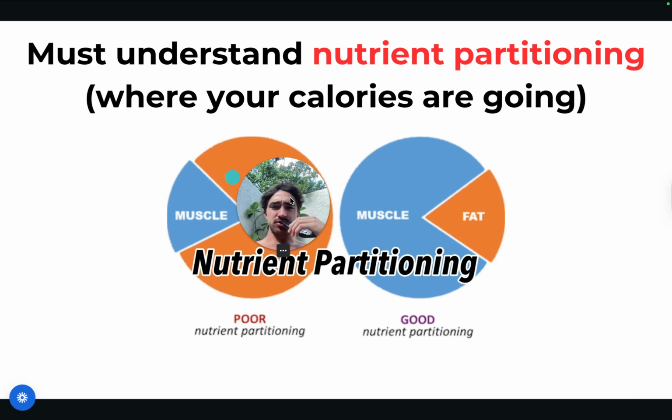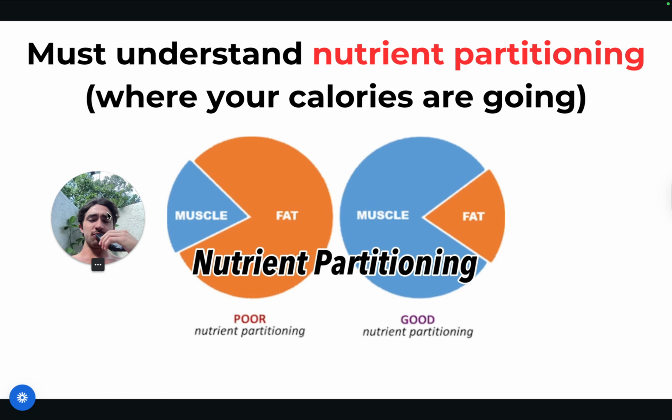So this is all about nutrient partitioning. You must understand how this works, because this really determines where the calories that you're eating are actually going and where they're being stored. If you have good nutrient partitioning, you're storing more calories and nutrients as muscle, because you can bias it towards muscle, which I'll get into the specifics of how to do it, instead of fat cells. And if you have poor nutrient partitioning, it's going to go more to fat instead of muscle.